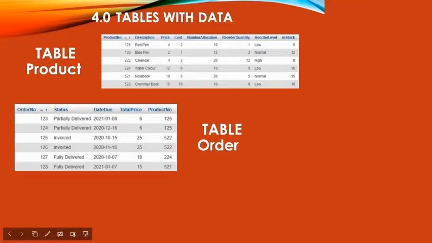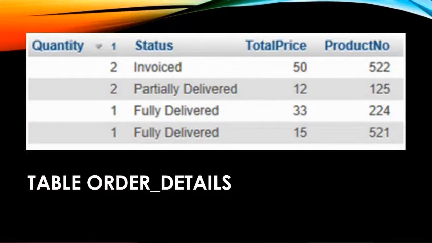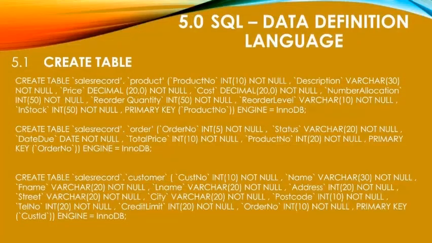So here we move to the tables with data. Here is our table product. Here is our table order. Next we have table customer, and also we have a table order details. So for the SQL data definition language, data definition is used to define the database structure.